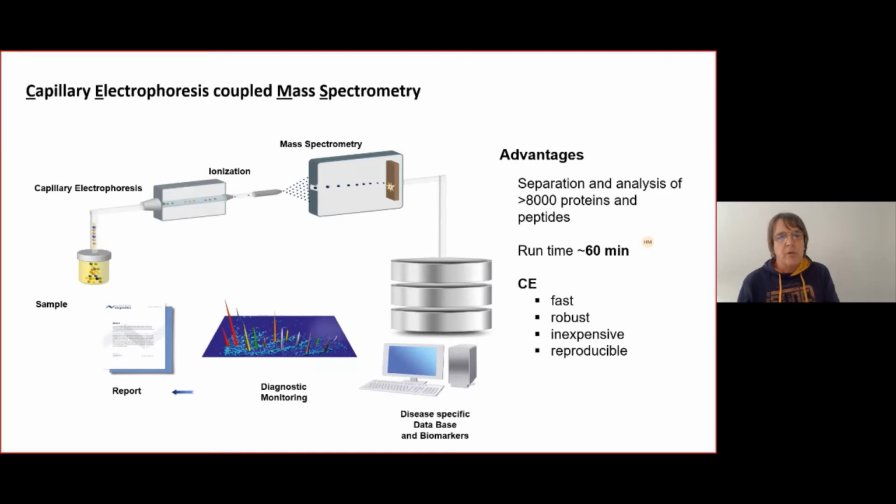And after a couple of considerations, and I will show you in the next few slides what these are, the solution was really to use capillary electrophoresis, as shown here, coupled online to a mass spectrometer, typically a TOF instrument, and that enables separation and analysis of about up to 8,000 proteins and peptides within 1 hour in one sample.